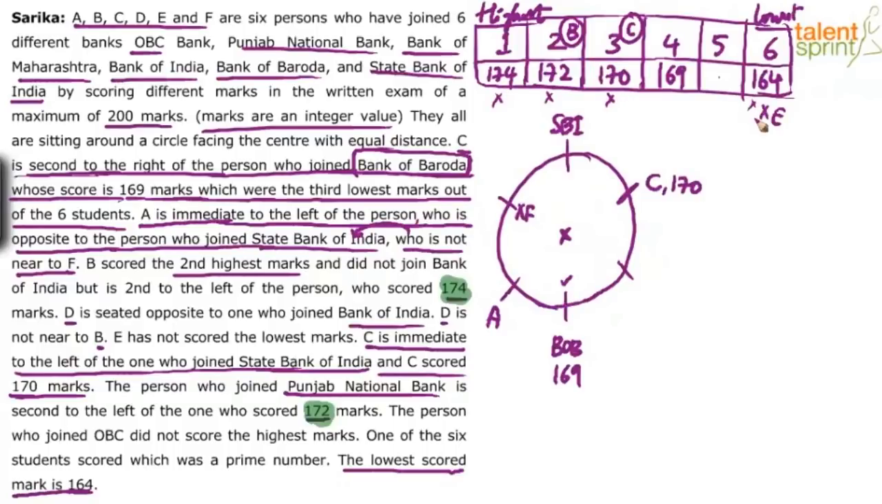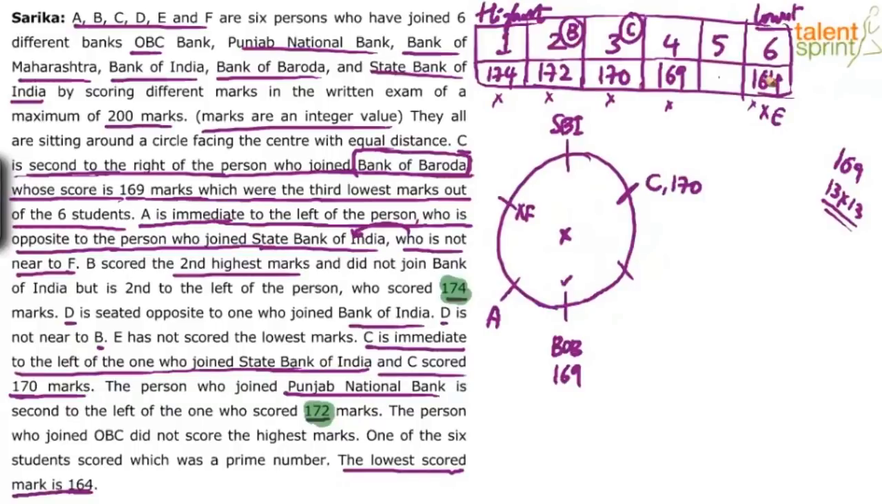Is 169 a prime number? No, 169 cannot be a prime number. 169 is 13 times 13. Sorry, 169 is a perfect square. It cannot be a prime number. So clearly, we know that 174, 172, 170, 169, 164, all these are not prime numbers.